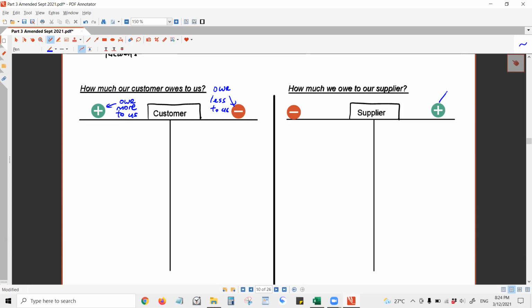In a supplier account, the credit side is where you have the plus sign, indicating we owe more to the supplier. Meaning, whenever you record anything on the credit side of the supplier account, you are making us owe more to the supplier. The minus sign is on the debit side, indicating we will owe less to the supplier.